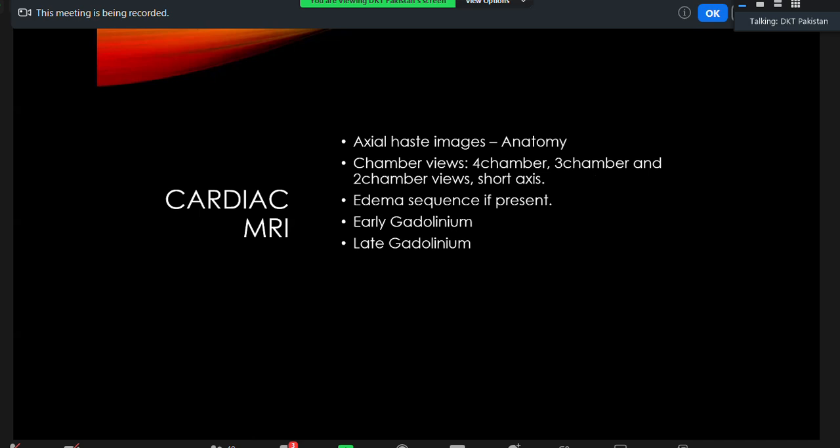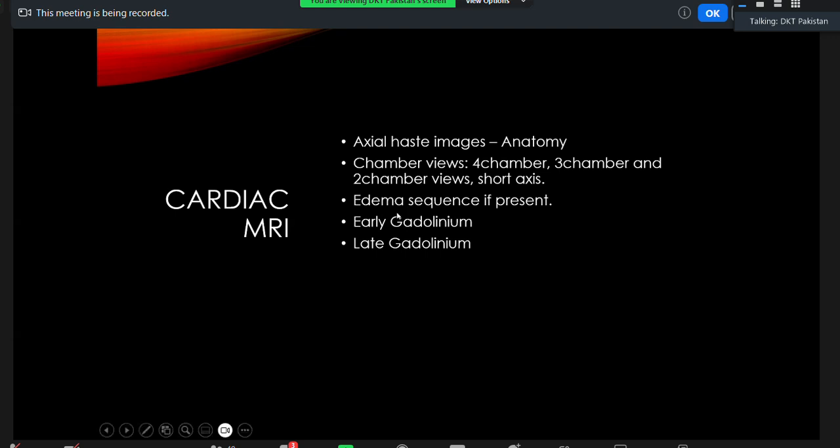Then we have edema sequences. We can do T2 fat sat or T2 star sequences. We call them myocardial edema sequences. They can tell you if edema is present, as rightly said by candidate one, it means that it is an acute myocardial infarction rather than a chronic myocardial infarction. I've shown you two cases. The first case was of a chronic myocardial infarction, and the second case was of an acute myocardial infarction. So if edema is present, it is going towards an acute myocardial infarction.